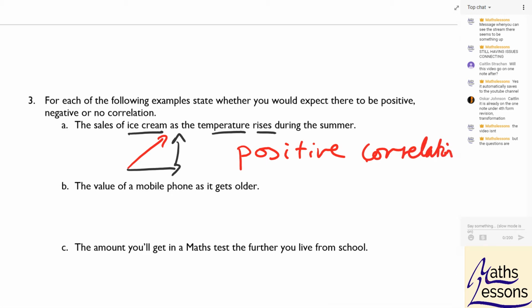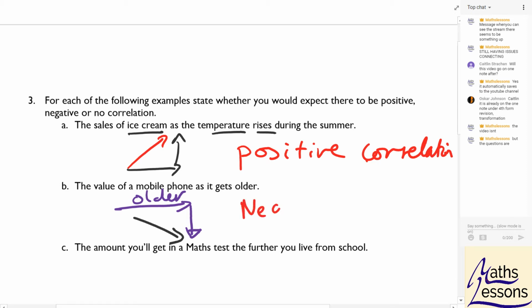Okay, the value of a mobile phone as it gets older. So as it gets older, we would expect the value to go down. So it's very rare that mobile phones get more expensive as they get older. So therefore we have a negative correlation because one's going down as the other is going up.